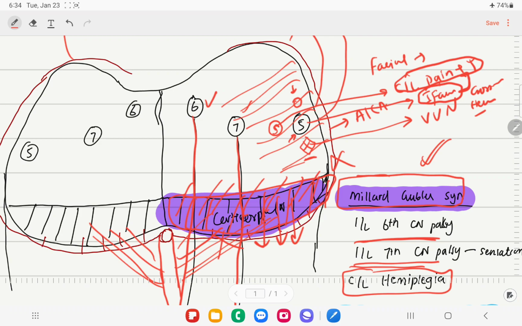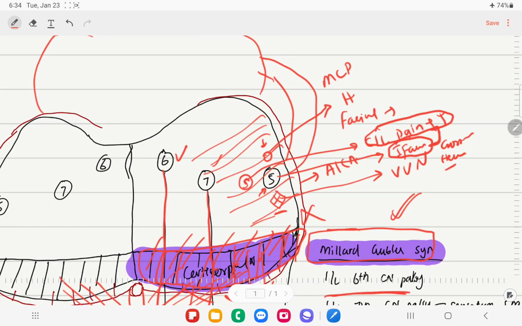So when these sympathetic fibers are involved, what's going to happen? There will be Horner syndrome, right?